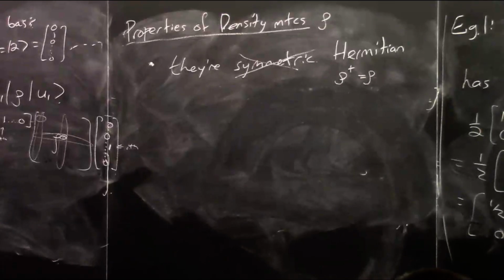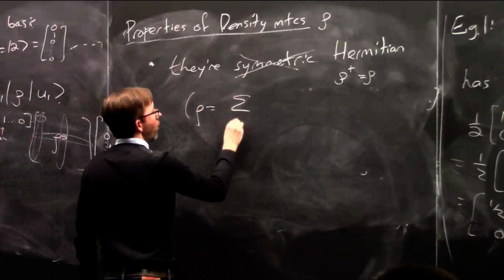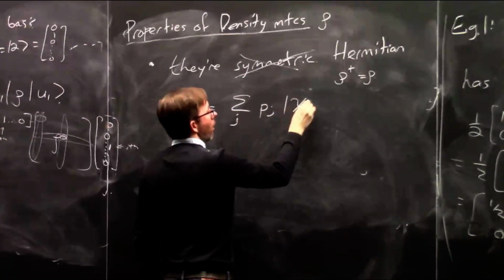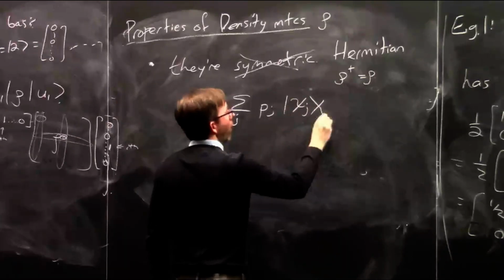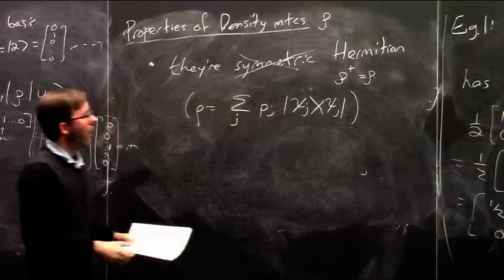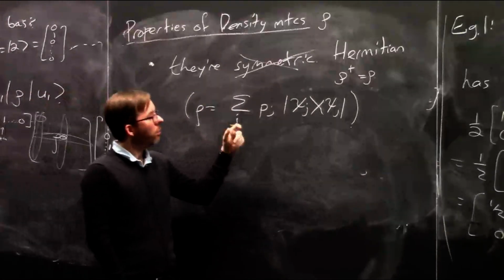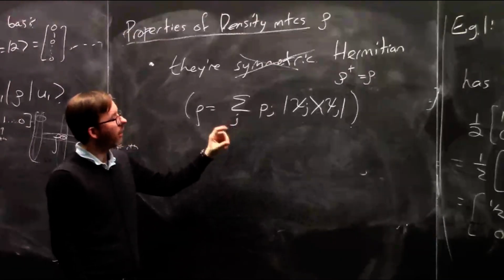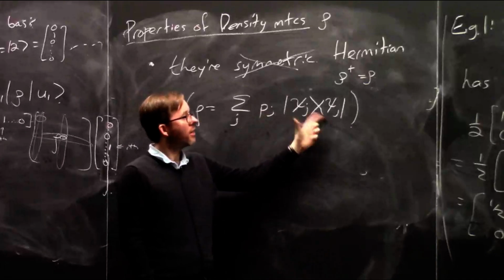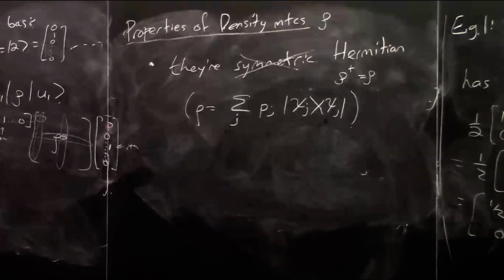And why is that true? Well, just remember, these rows look like the sum over j of pj times psi j. And what would happen if you daggered this thing? Well, you played with all the properties of dagger transpose a long time ago. It doesn't affect this number, and then the dagger of this is itself. Okay, so that's why they're Hermitian.